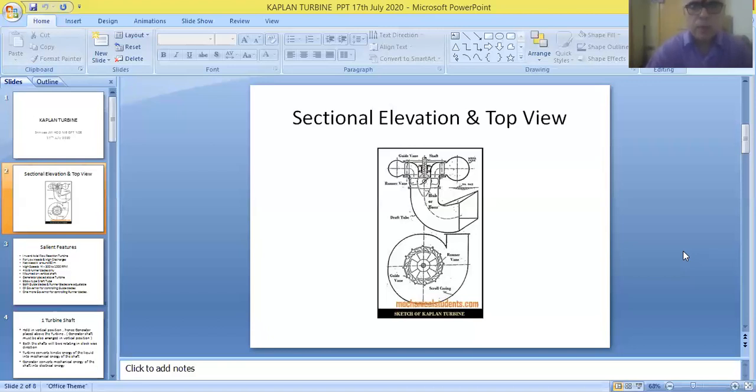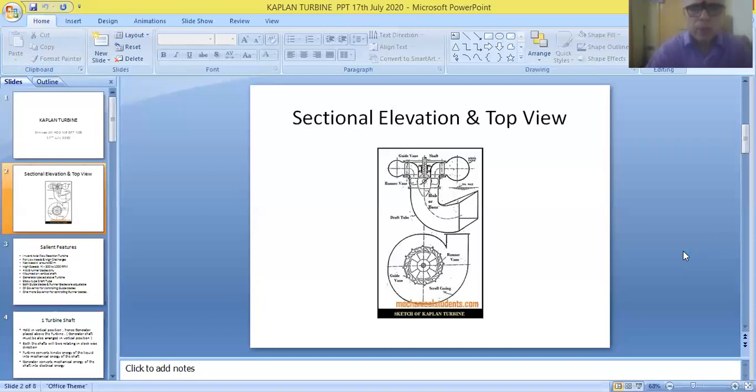And finally, water will be entering and leaving the runner in the axial direction, that is parallel to the axis of the shaft. So therefore, it is called an axial flow turbine, and water will be flowing from the outer diameter to the inner diameter of the runner. So therefore, it is called an inward flow turbine.